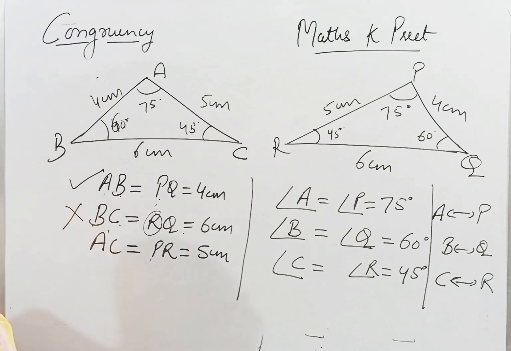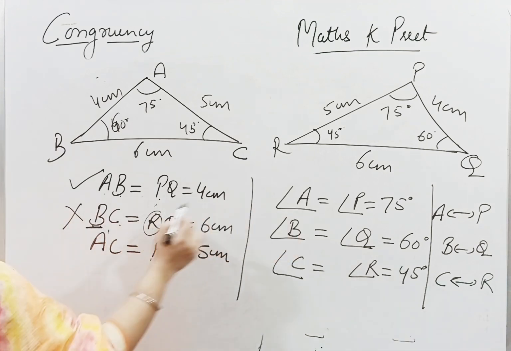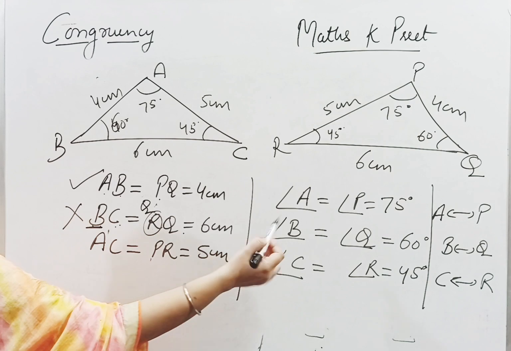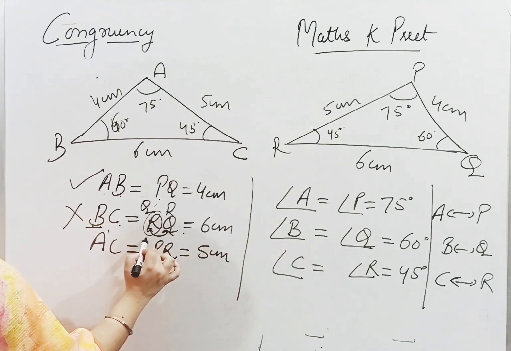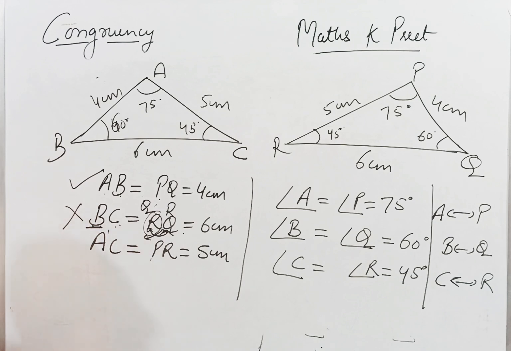What is incorrect here? Just the position of the vertex. So for B I have to write Q, and C is corresponding to R. So the position of the vertex needs to be changed here, rest is all fine. So if somebody is writing like this, it is incorrect. No marks will be given to that student for these two lines.